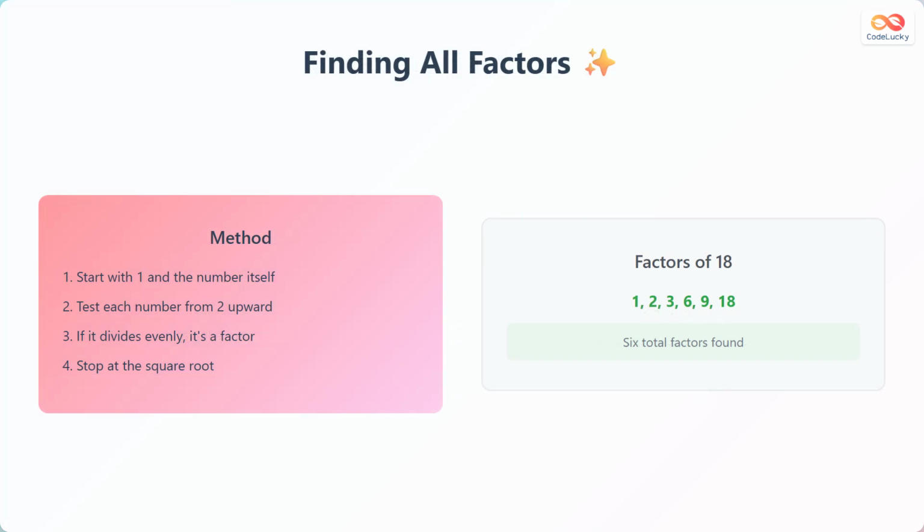Let's find all the factors of a given number. Start with 1 and the number itself. Test each number from 2 upwards. If it divides evenly, then it is a factor. Stop when you reach the square root of the number. For example, the factors of 18 are 1, 2, 3, 6, 9, and 18. Thus, there are 6 total factors found for the number 18.